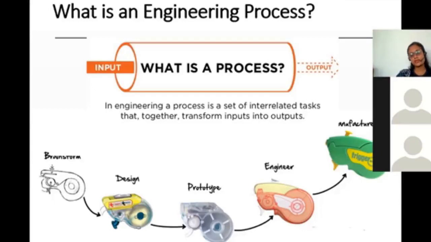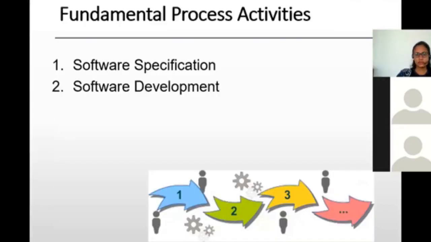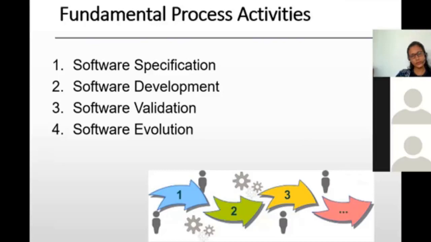In the software process, we have interrelated activities. When we come to the software development process, there are 4 interrelated activities and their associated results that can produce the output, the software, right? What are those? Can you remember? The first one is software specification, then software development, software validation, and software evolution.